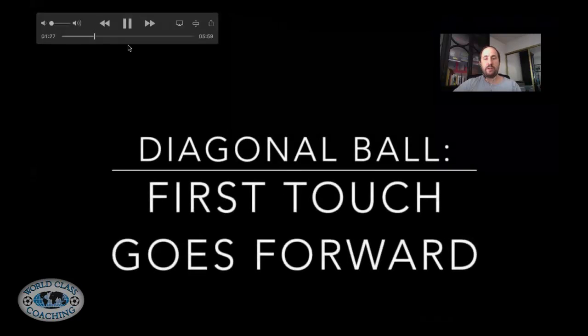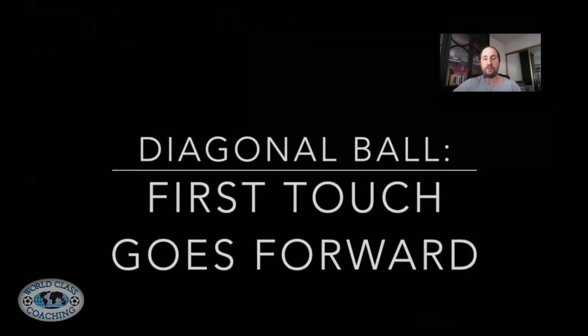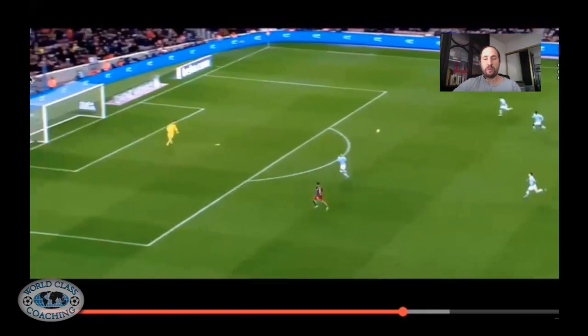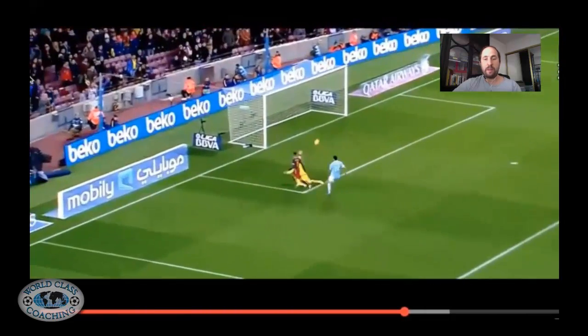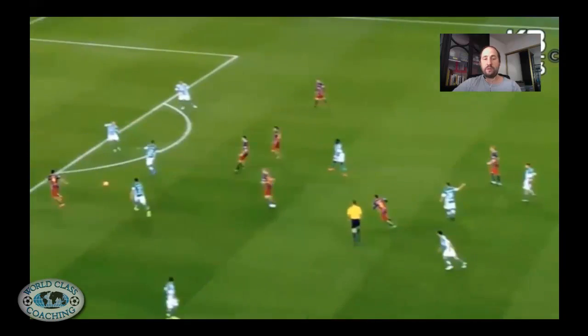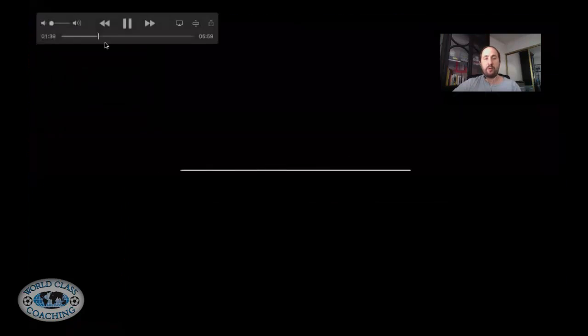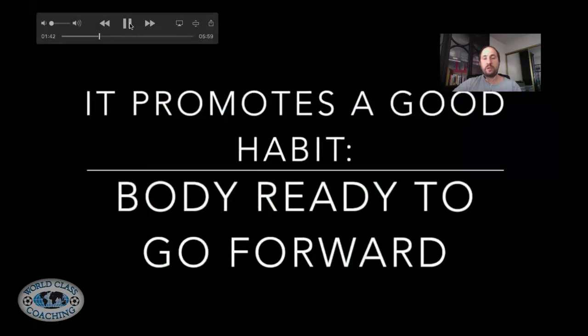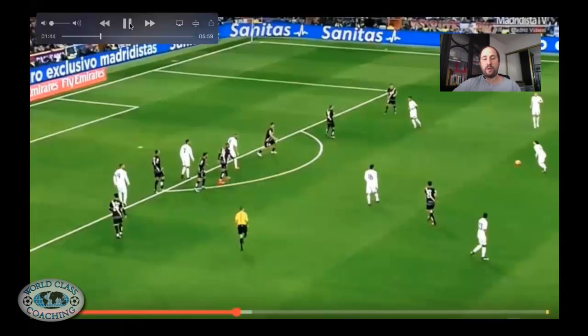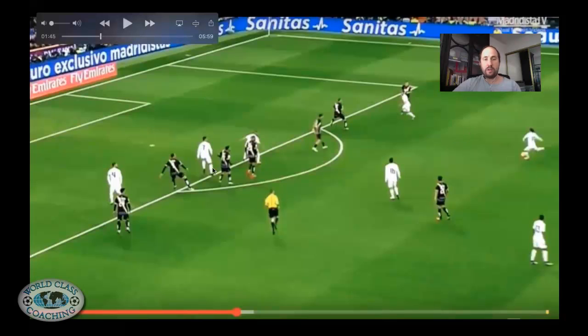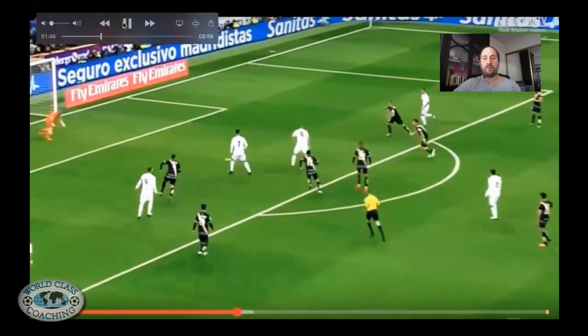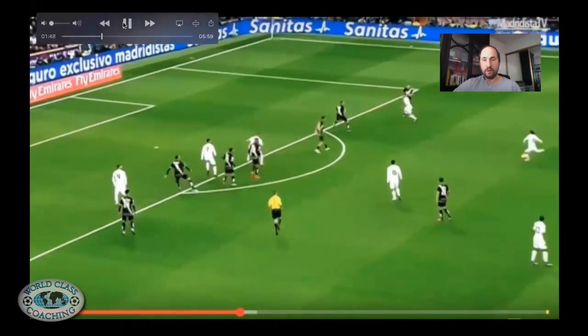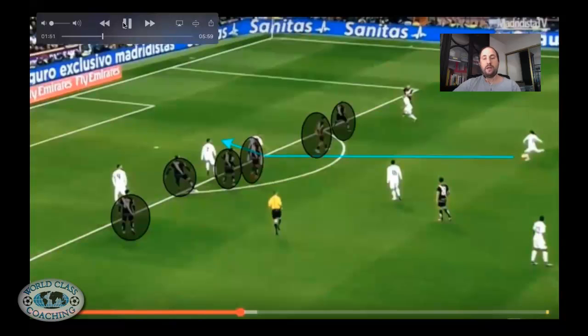Now, not just find the front foot, you also have to have your teammate touching this ball forward. So your teammate receives it with the front foot, touching it forward, and then you break the line. It promotes a great habit, which is to have your body ready to go forward. So look here, lots of defenders, almost no space, but with the pace to his front foot and touching forward, with his body ready to go forward, you can, with this penetrating pass, break the line and get a chance to score.